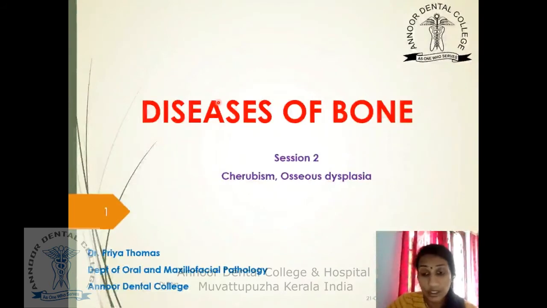We were dealing with the different diseases of bone, and in the last class we had discussed the classification of different types of diseases which affect the bone, and we looked at a separate group of diseases called fibro-osseous lesions. That is basically the normal bone gets converted to fibrous tissue. So entire normal bone is replaced by a fibrous connective tissue.